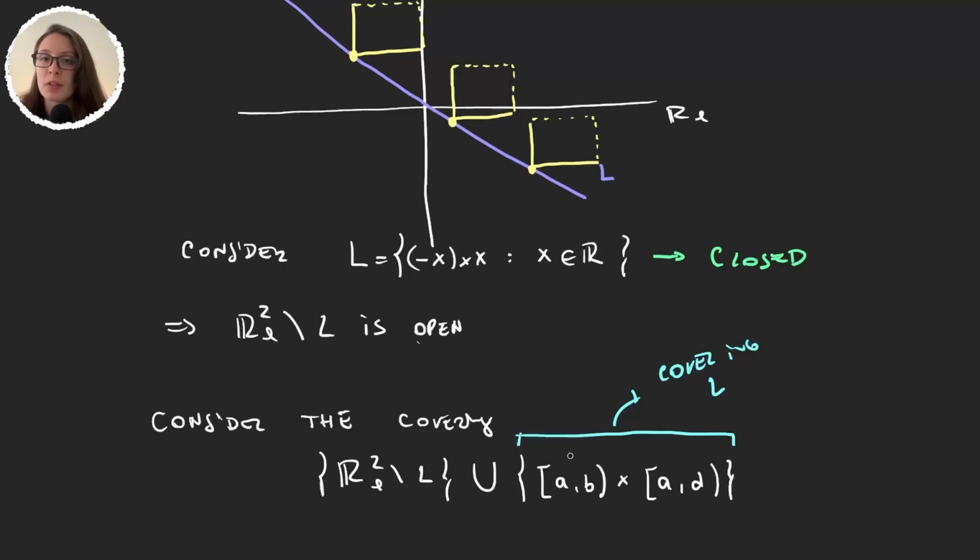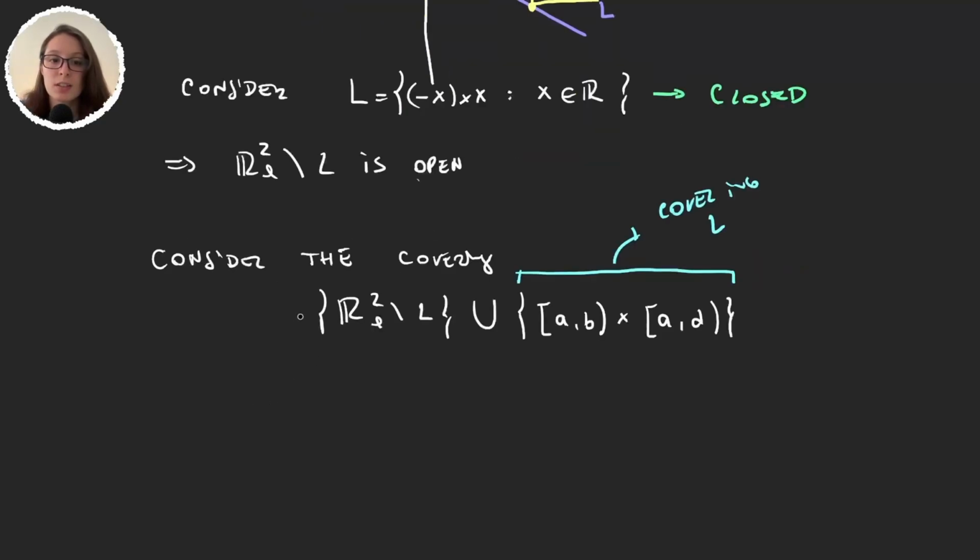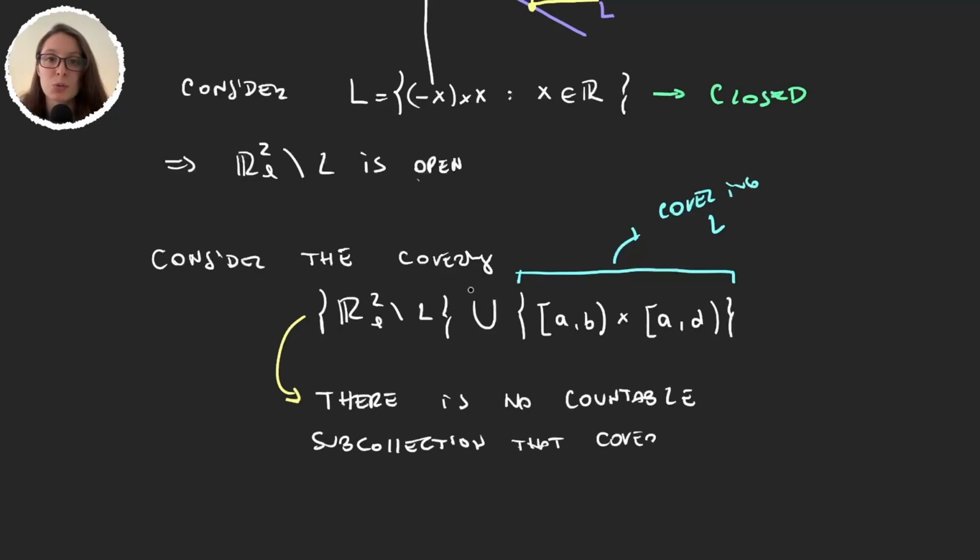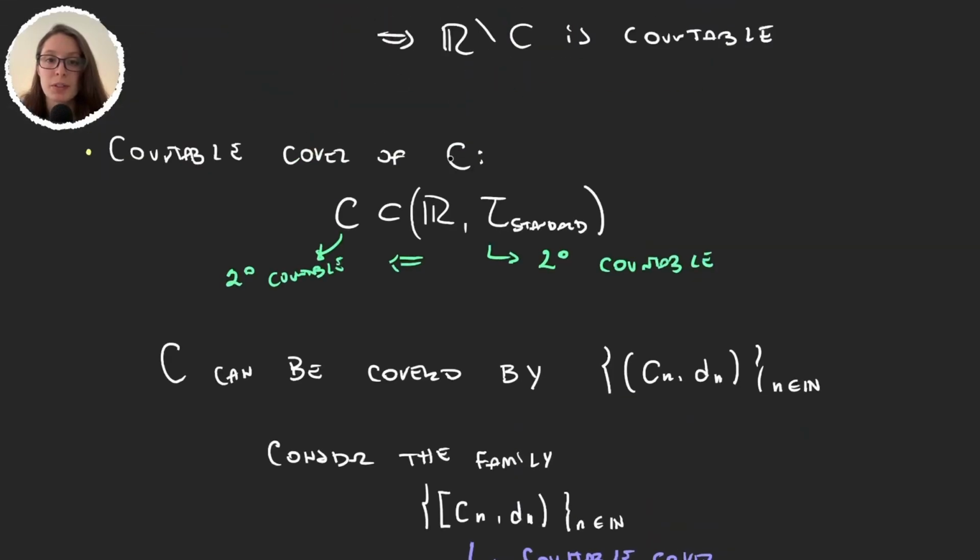But this covering will not have a countable subcover, because we need one of these for each number in this diagonal. And this diagonal is obviously uncountable. So for this set, this shows us that for this covering, there is no countable subcollection that covers RL squared. And with this, we finished the video.